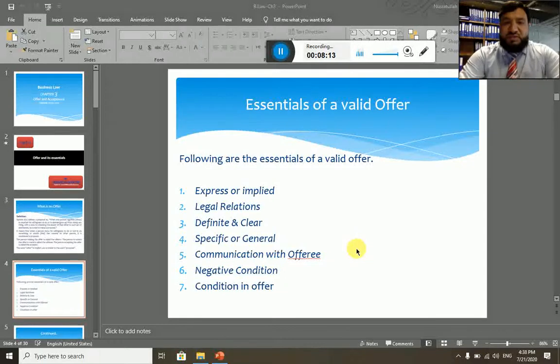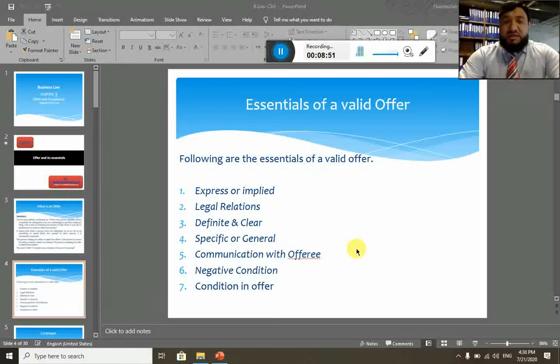So the first essential of a valid offer is expressed or implied. An offer could be expressed in words, written or spoken. For example, I write to someone on a piece of paper, or on email, or text message, and I show my willingness to buy something or to sell something. Such an offer is called an express offer. It could be written in words, it could be spoken in words.